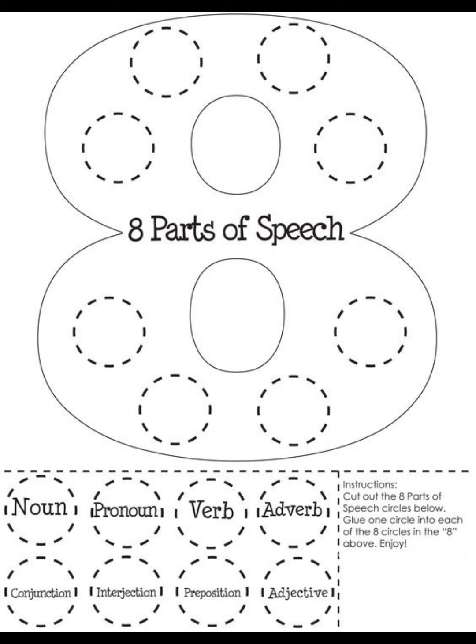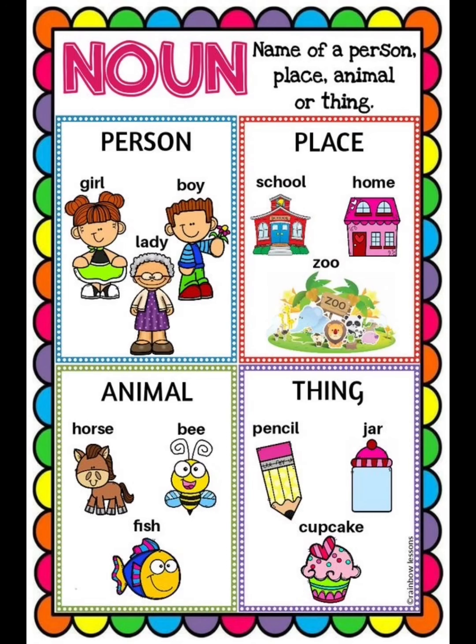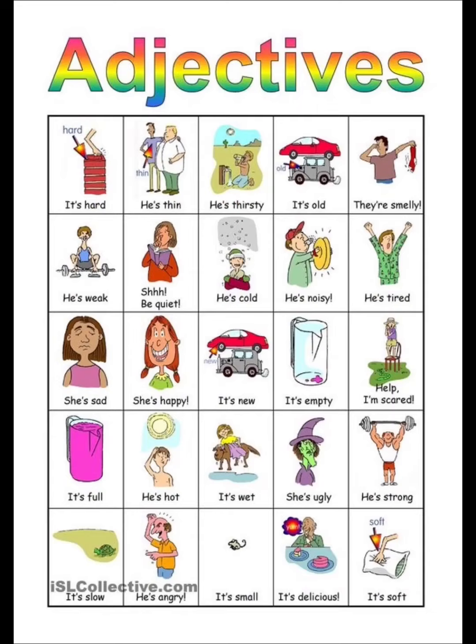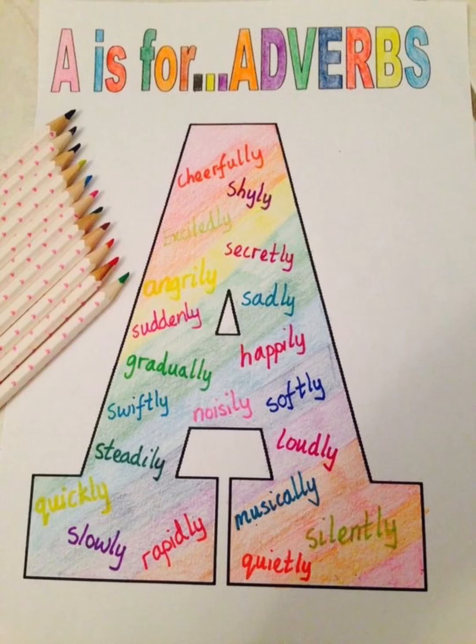Parts of speech. Noun, naming people, places, things, and ideas, concepts. Example: school, horse, and pencil. Adjective, describing nouns and pronouns. Example: thin, happy, and smile.